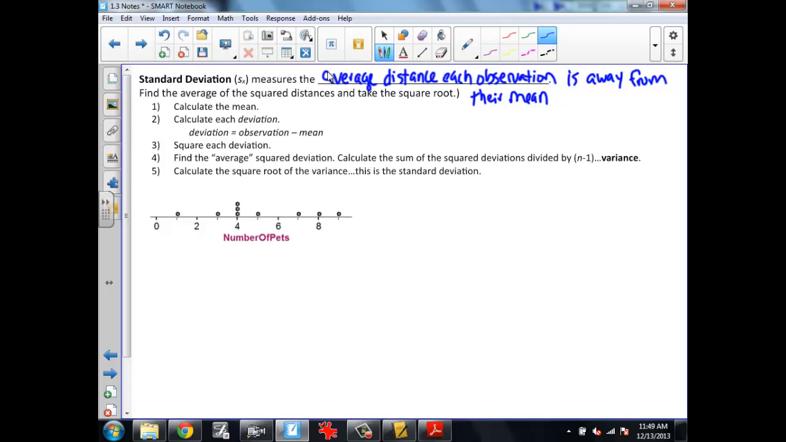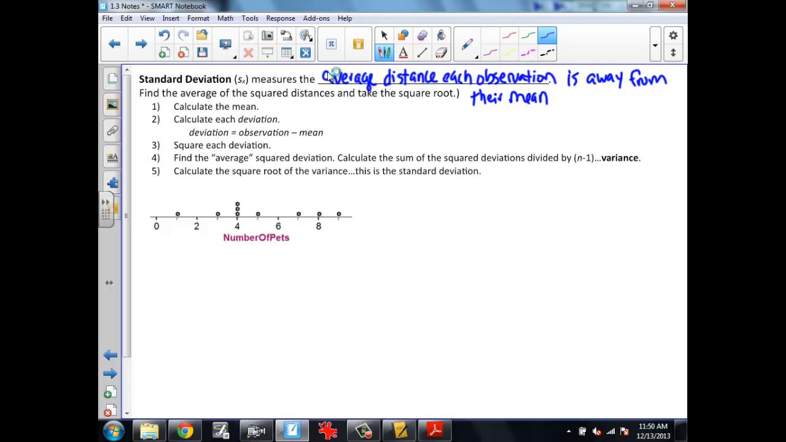So, this example right here, they surveyed 9 students, and they asked 9 students, probably elementary kids, how many pets do you have? One student said, I have 1 pet. A student said, I have 3 pets. 3 students said, I have 4 pets, and so on. Okay? And this is the data. This is the process for finding standard deviation.